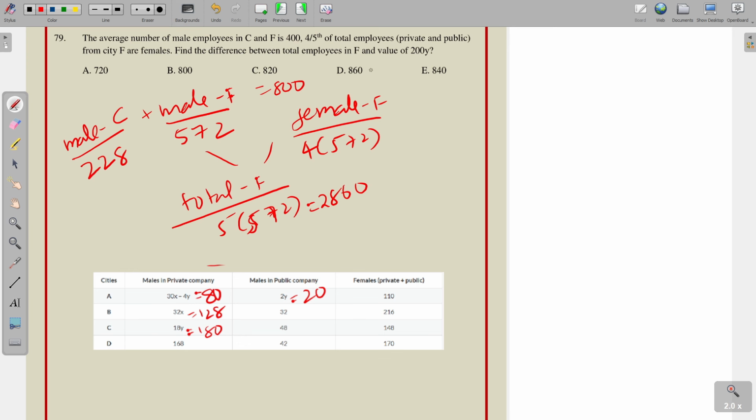Find the difference between total employees of F and the value of 200 Y. Y value is 10, which means it is 2000. The difference of these two is 860. Next question.